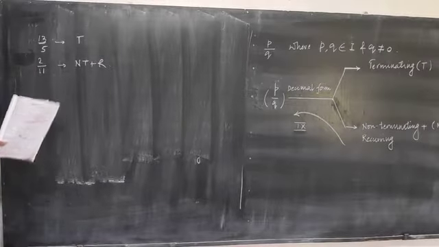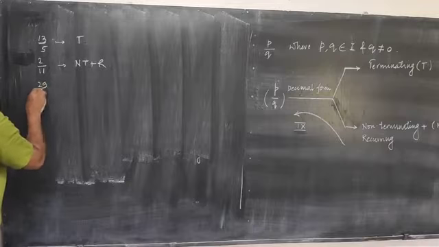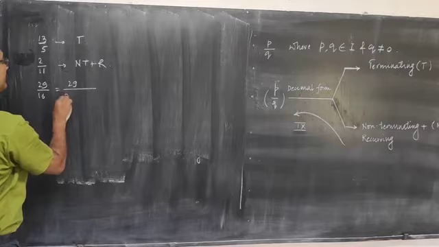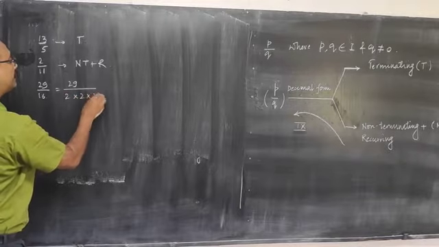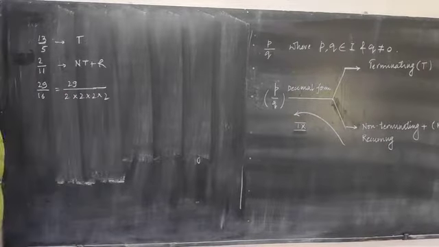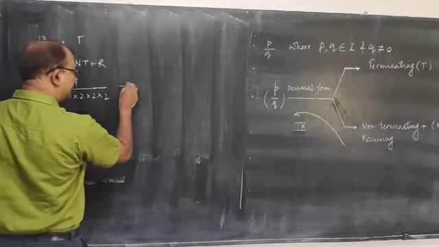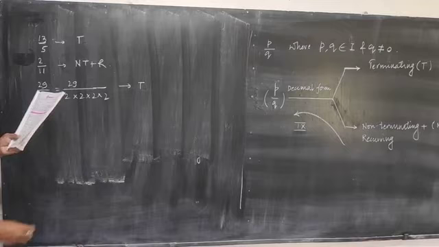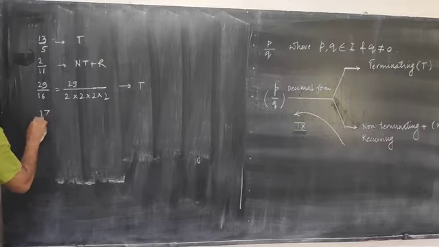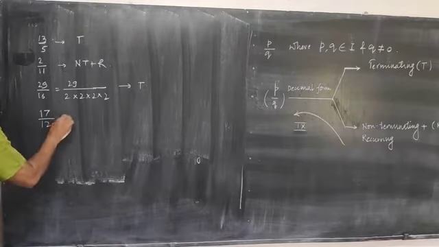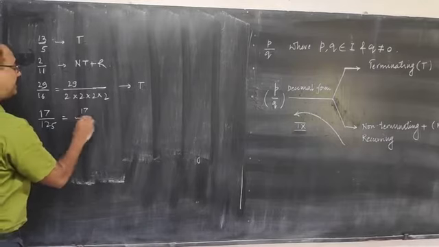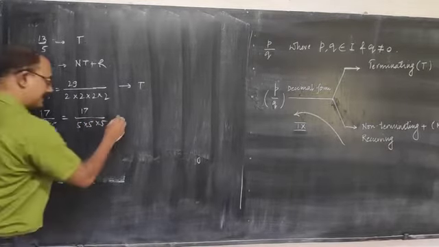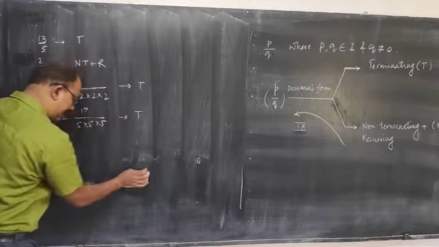Next is 29 by 16. If you factorize the denominator, it will be 2 into 2 into 2 into 2. All the factors are 2. Therefore, this will be terminating. Correct? Next number is 17 by 125. So this is equal to 17 upon 5 into 5 into 5. So this will be again terminating.